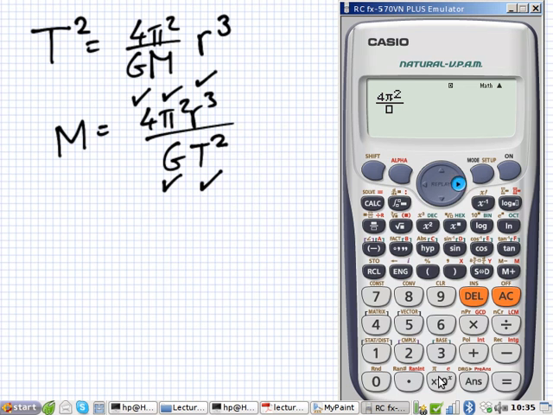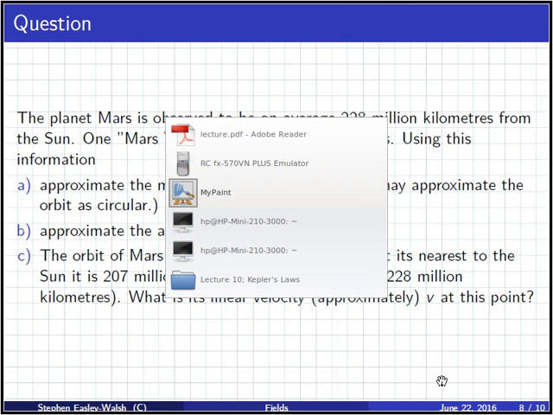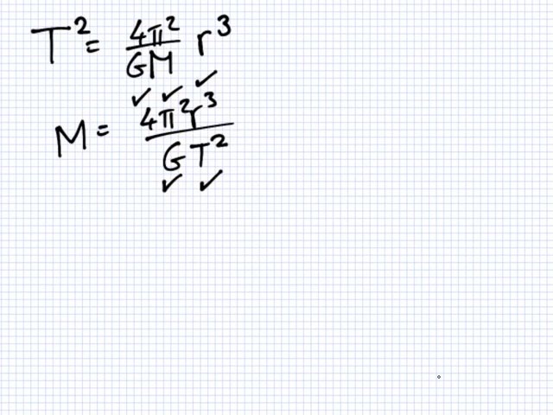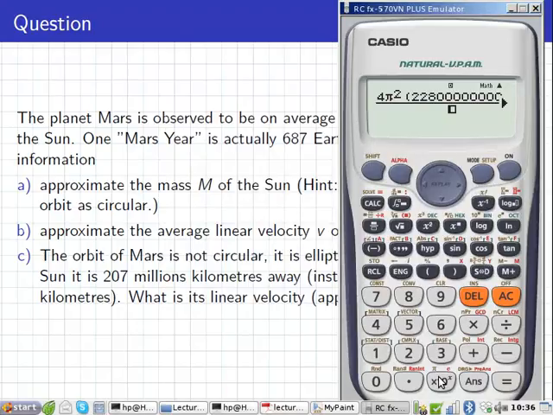pi squared, and then the radius cubed, and what did I say the radius was? 228 million kilometers, over g t squared. And the t here is 687 times 24 times 3,600. That's the time in seconds.